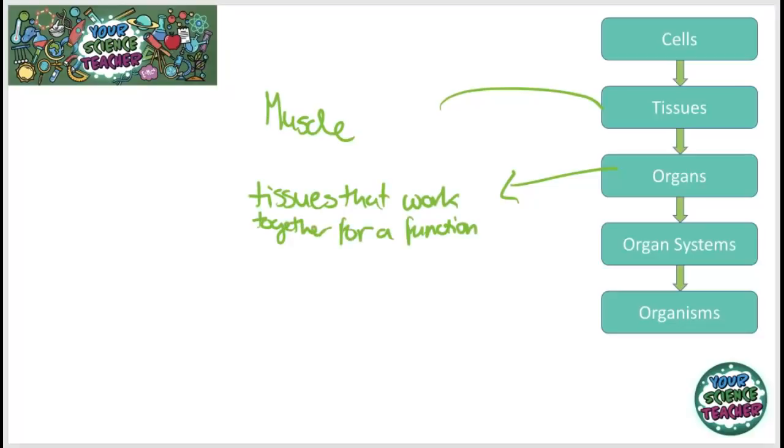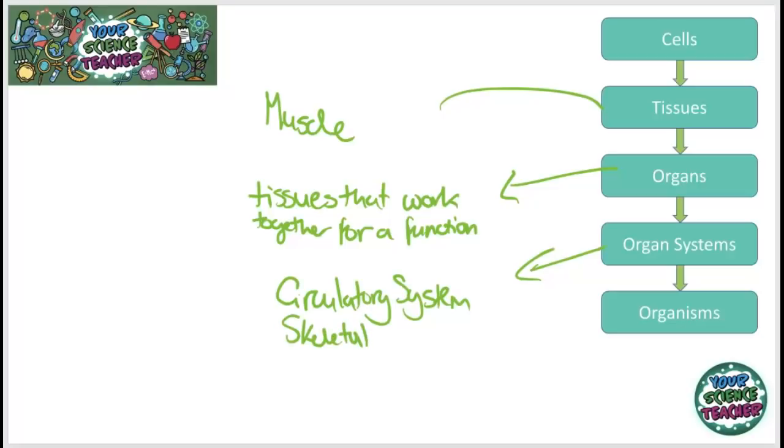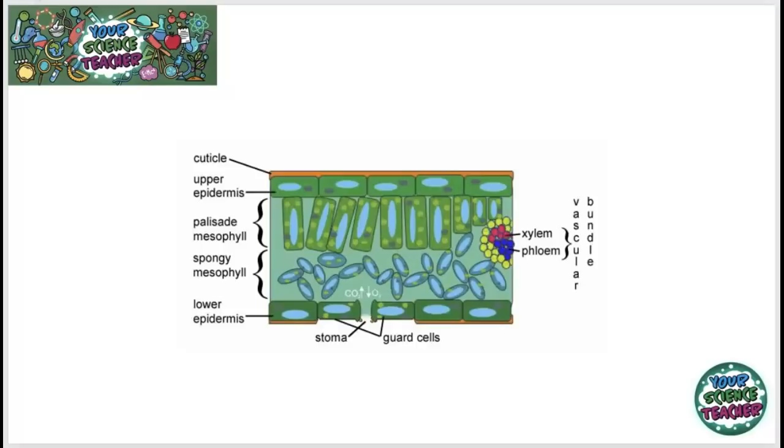Then organs that work together make up organ systems. Some examples of some organ systems could be the circulatory system, which is how blood gets pumped around our body. And another example could be the skeletal system, and that's what makes up our bones. Now, when we have organ systems working together, that makes an organism, and organism just means living. So you are an example of an organism. We're going to look at an example of a plant organ first, and the plant organ that we're going to look at is a leaf.